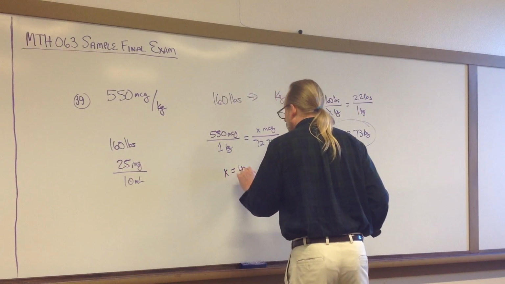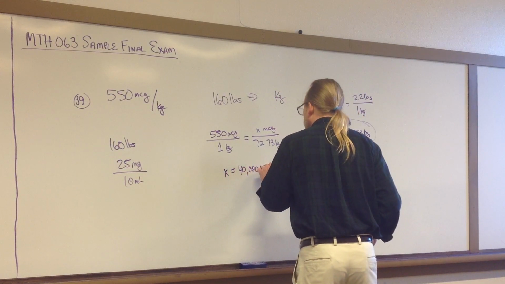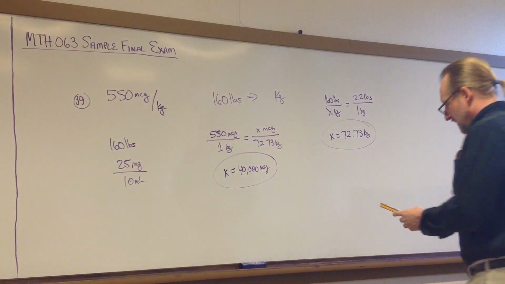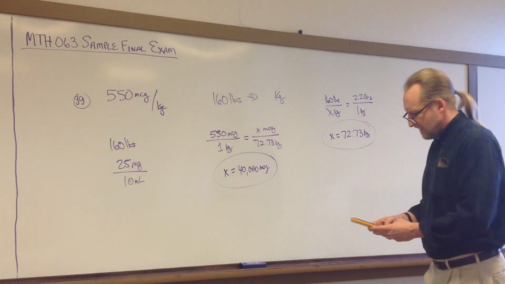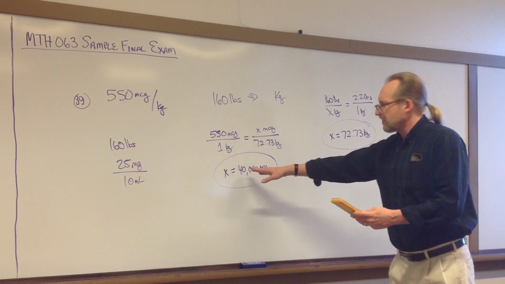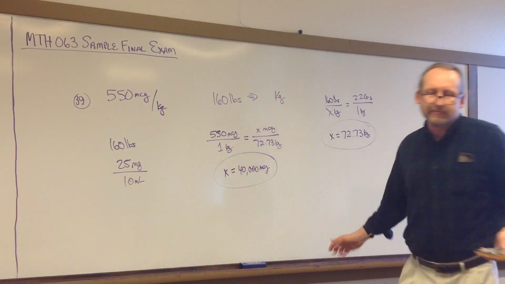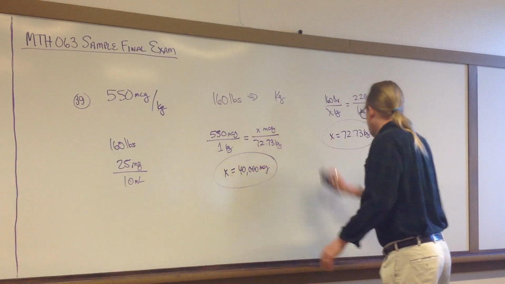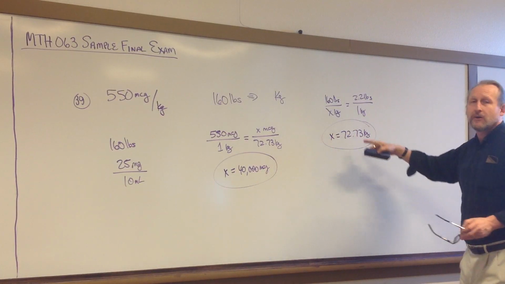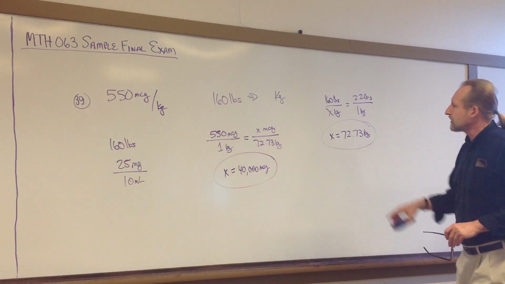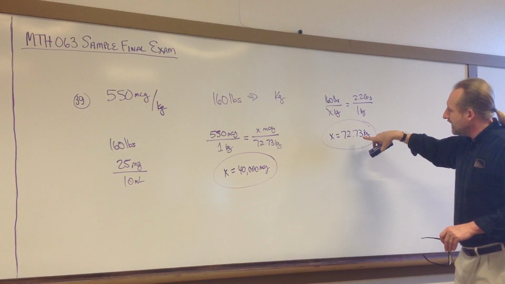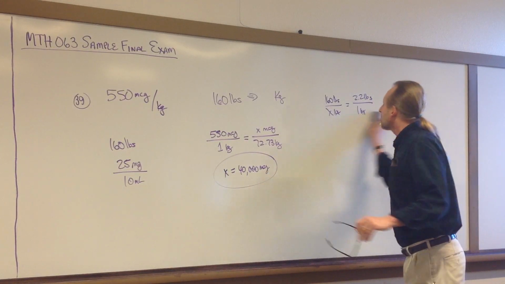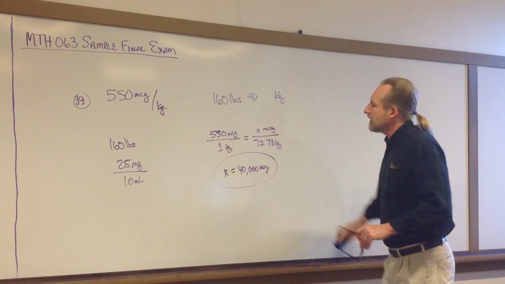X equals 40,000 micrograms, okay? Now let's see, if I had typed in 72.73 times 550, I'd be off by a little bit, 40,000.0015. And that's fine, that's not gonna be a huge difference. And that's why it's important to be smart about rounding this off, okay? Because if you round this in a way that affects the accuracy, it's going to affect how much medicine you end up giving people. So it's important to pay attention to your accuracy.